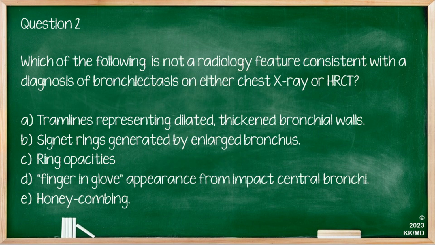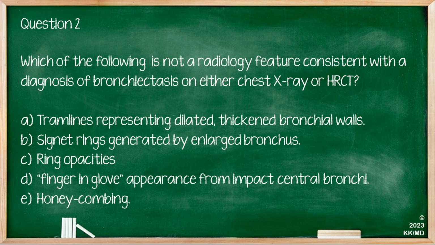Question 2. Which of the following is not a radiological feature consistent with a diagnosis of bronchiectasis on either chest x-ray or HRCT? A. Tramlines representing thickened bronchial walls. B. Signet rings generated by enlarged bronchus. C. Ring opacities. D. Finger and glove appearance from impacted central bronchi. E. Honeycombing. And if you remember, we have just discussed that signet rings are the classic finding in HRCT. So option B is going to be correct.